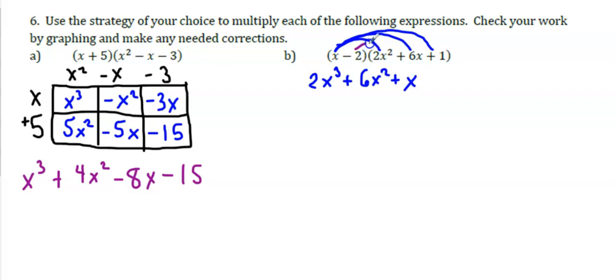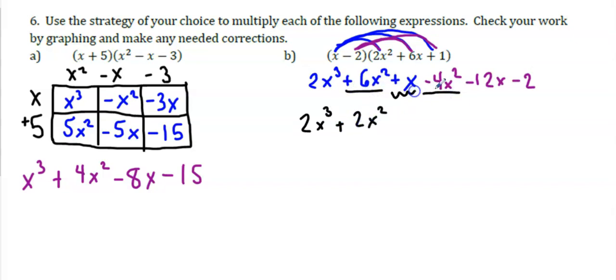Now multiply the negative 2 to each term in my second polynomial. Negative 2 times 2x squared is negative 4x squared. Negative 2 times 6x is negative 12x. And negative 2 times 1 is negative 2. Now I'll combine like terms. I'll bring down the 2x cubed, and then 6x squared minus 4x squared is positive 2x squared. x minus 12x is negative 11x. And then this minus 2 is brought down.